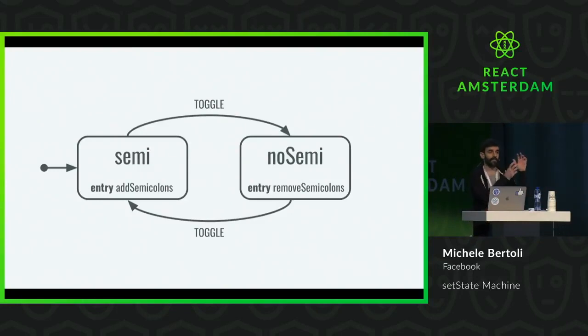So you start from the semicolon state. When you toggle it, you go to the no semicolon state and back to the semicolon state. And we have actions now. So when we enter the semicolon state, the action is going to be add semicolons.